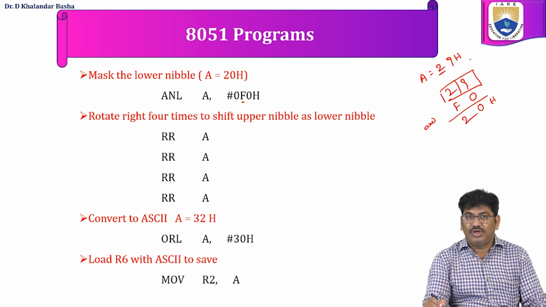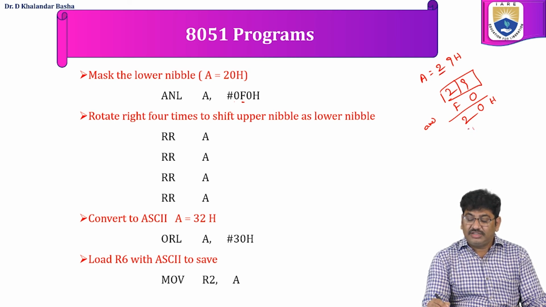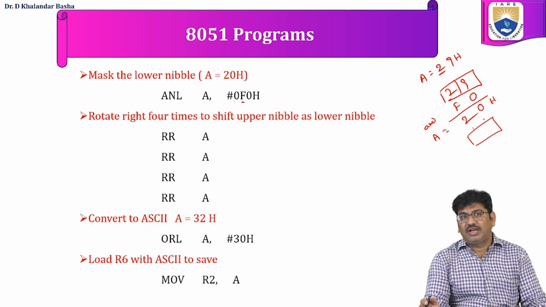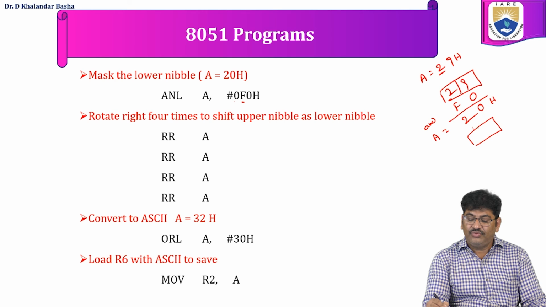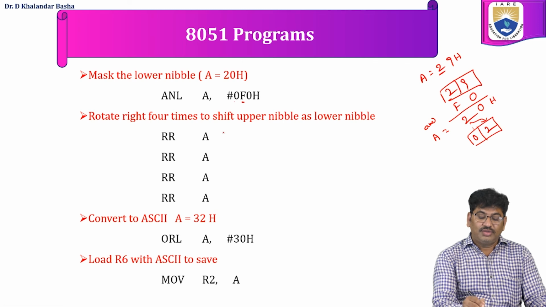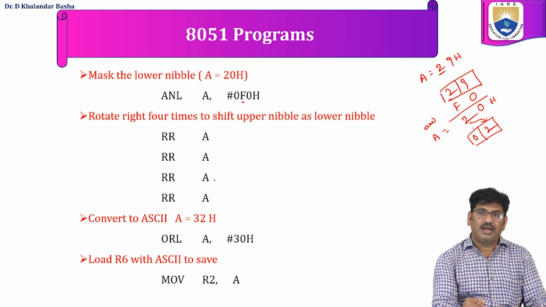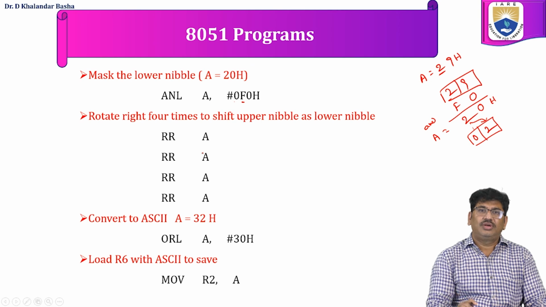That BCD number is only 2, but here we are getting 20. For getting this data as 02H, the contents of the accumulator will be shifted towards the right side by 4 bits. For every shift, 0 will be appended, and the upper nibble will be copied into the lower nibble. So for this, we go for shifting the contents of the accumulator towards the right without carry 4 times: RRA, RRA, RRA, RRA. The purpose of these 4 rotate operations is changing the lower nibble to upper nibble and upper nibble to lower nibble.